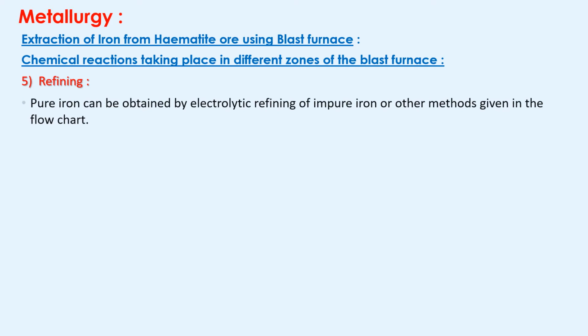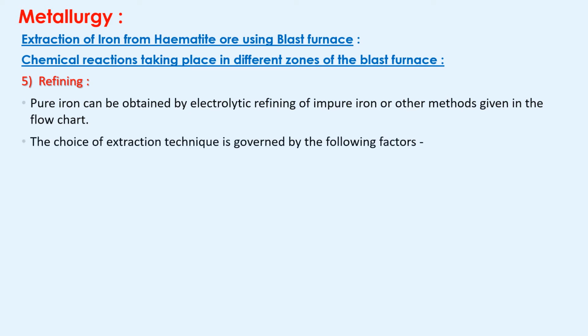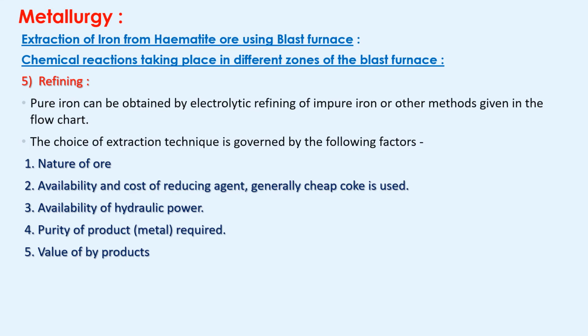Now next is refining. In refining, pure iron can be obtained by electrolytic refining of impure iron, or by other methods given in the flow chart. The choice of an extraction technique is given by the following factors. Which factors do you consider when refining iron? The first is the nature of the ore. The second is the availability and cost of the reducing agent.